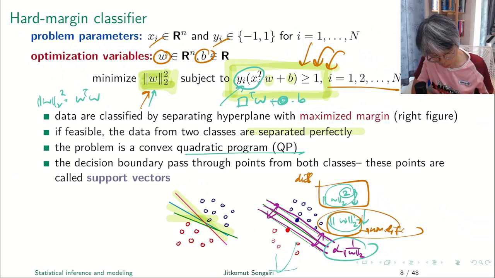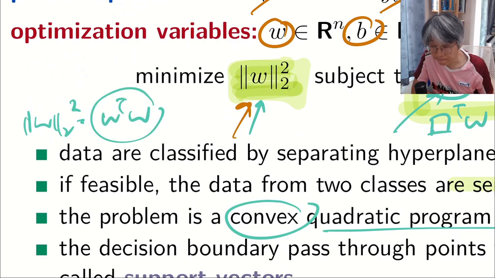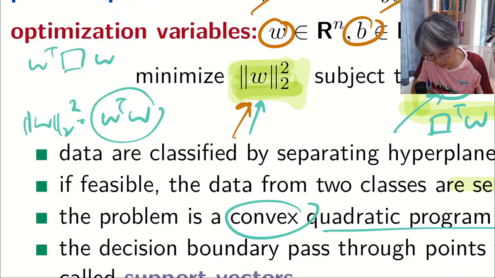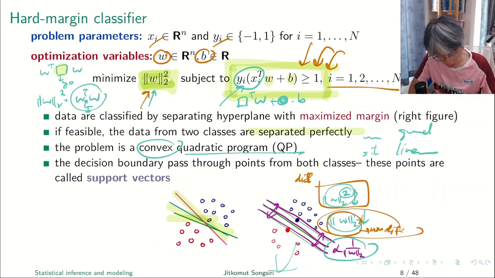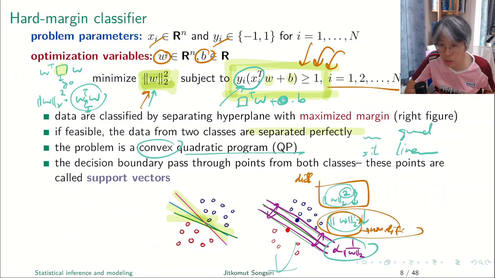A quadratic program is a problem where you minimize a quadratic objective with linear inequalities or linear equalities. This is called a QP. This is a QP that has the convex property, because your quadratic function has a coefficient that is a positive semi-definite matrix, which in this case is the identity matrix. Basically, the hard margin classifier is just a convex quadratic program. You can use a QP solver to solve it, and you find the optimal W and B. That W and B will give you the largest margin, and it can separate the data points perfectly.